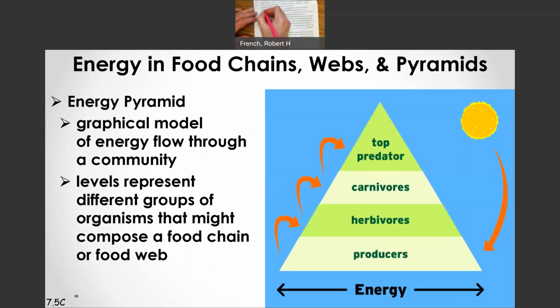An energy pyramid, number 7. An energy pyramid is a graphical model of energy flow through a community. Each level of the energy pyramid represents the different trophic levels, such as number 1, that'd be producers. 2 would be herbivores, things that eat plants, or first level consumers, call those primary consumers. 3 would be carnivores or second level consumers. And finally, 4, the top level or third level consumers. It's tertiary consumers.